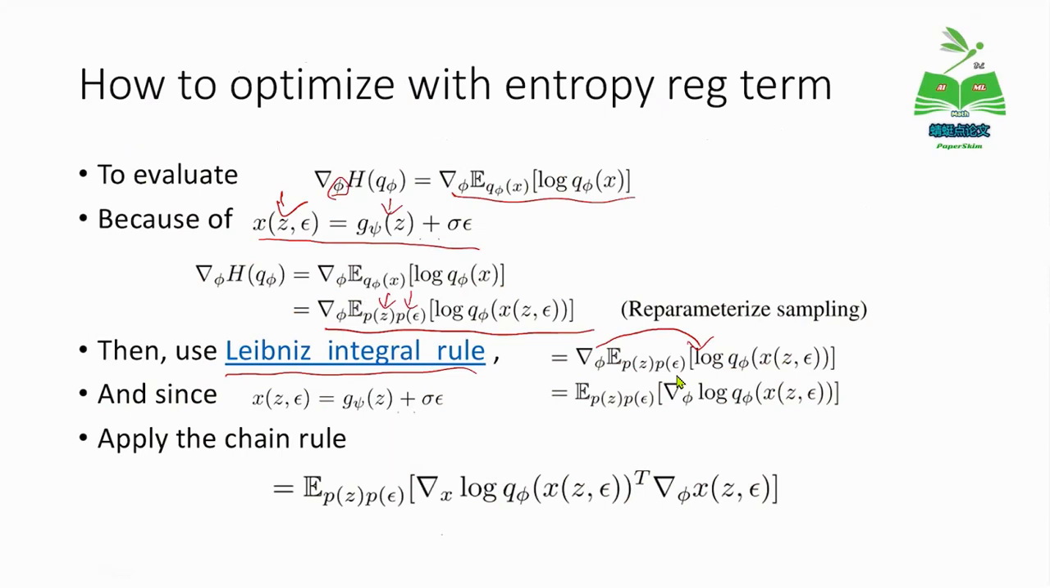Next, since Q is a function, when we compute the gradient, it's like f(g(x)), a function of a function. So we need to apply the chain rule to further expand it. After the chain rule, we can see it's the gradient over the function times the gradient over the model's parameters.